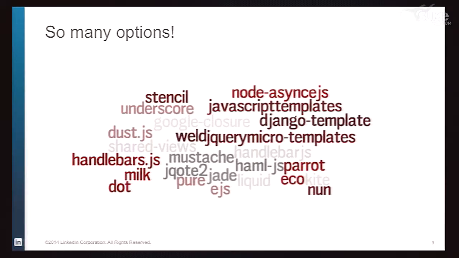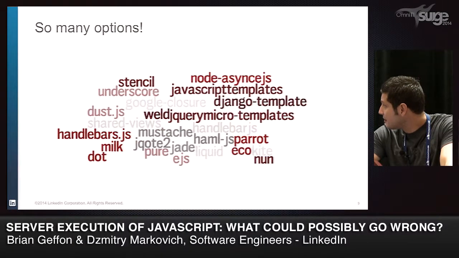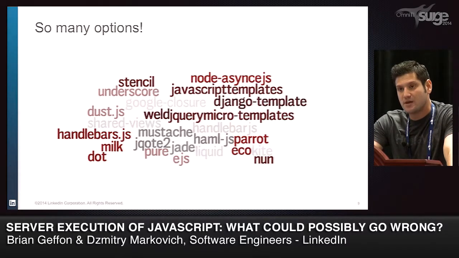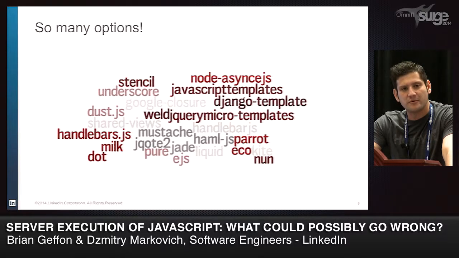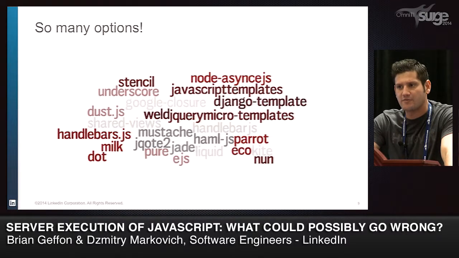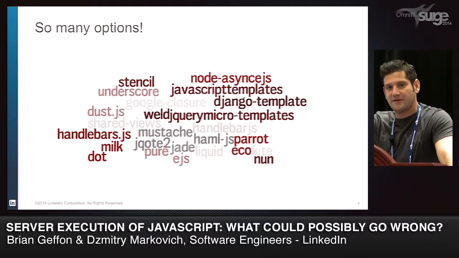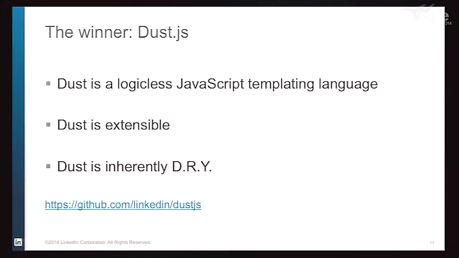Great, so JavaScript templates. There's a lot of them out there. I'm sure these are names a lot of people have seen: Handlebars, Mustache, Dust.js. There's no shortage of JavaScript templating solutions. We evaluated something like 25 when we were considering doing this a few years ago. It was 3.5, 4 years ago when we decided this. And each one had its trade-offs, its upsides, its downsides. But for us, the winner was Dust.js.